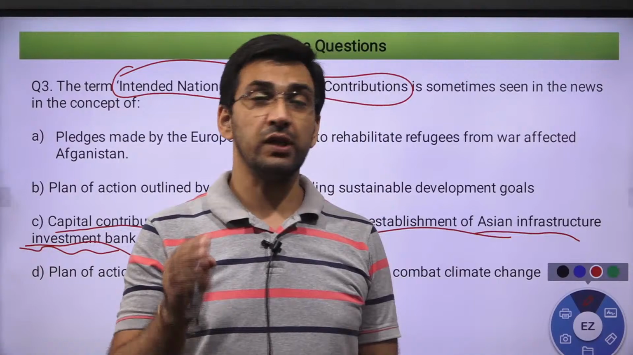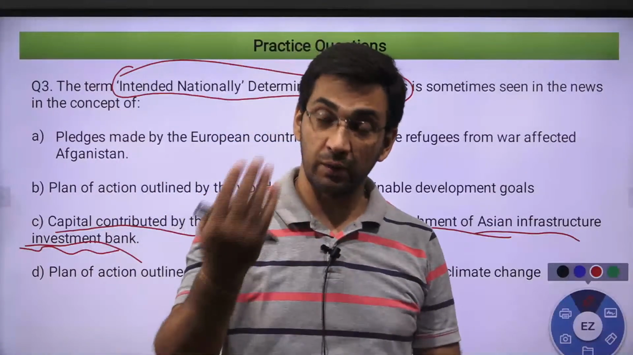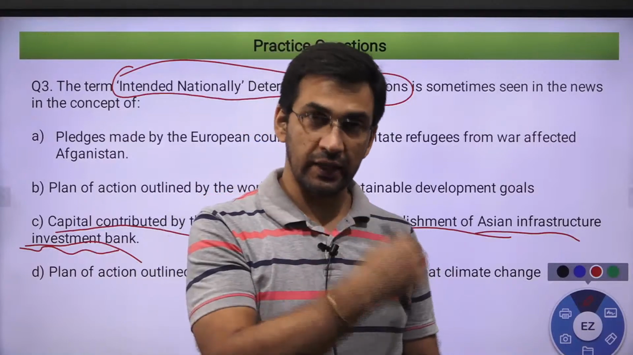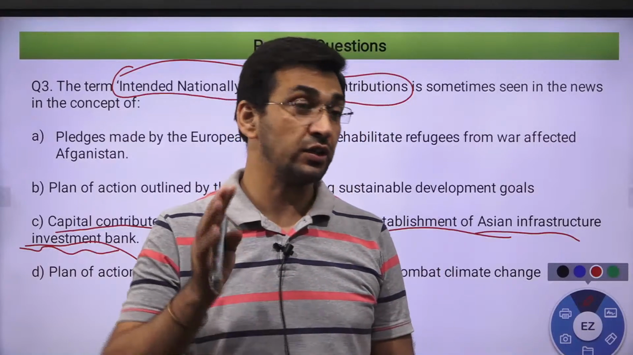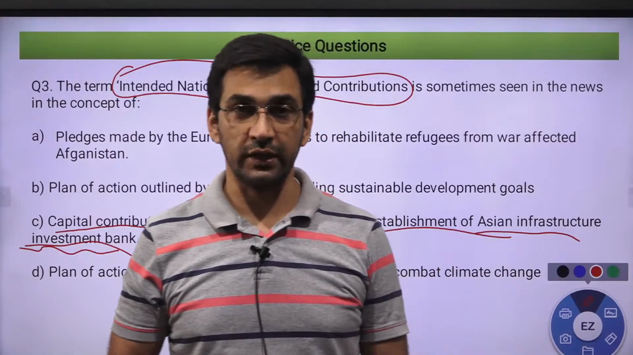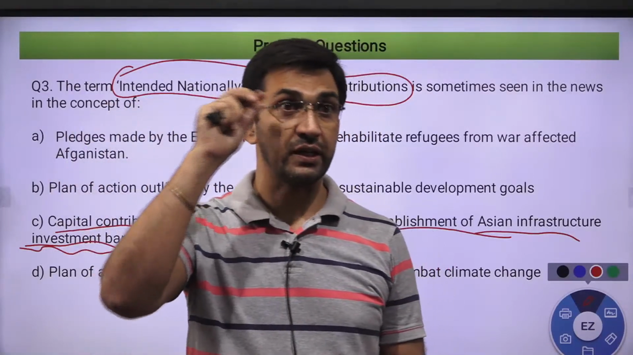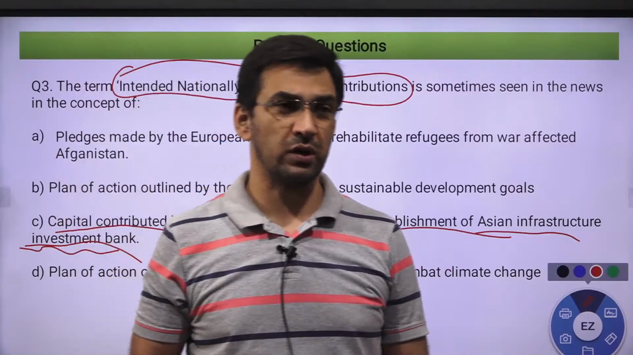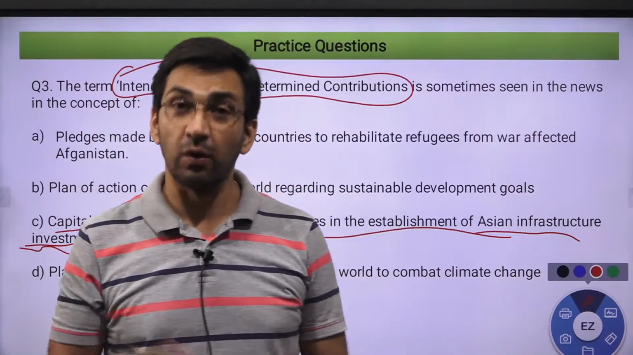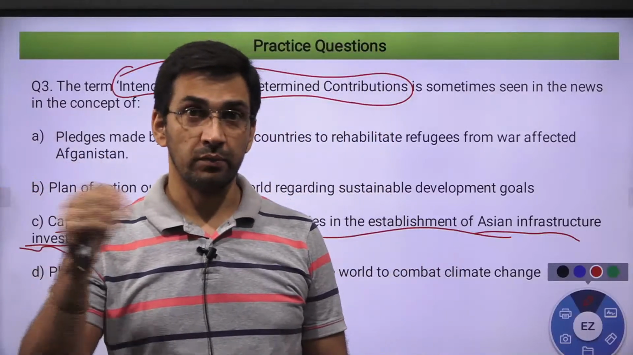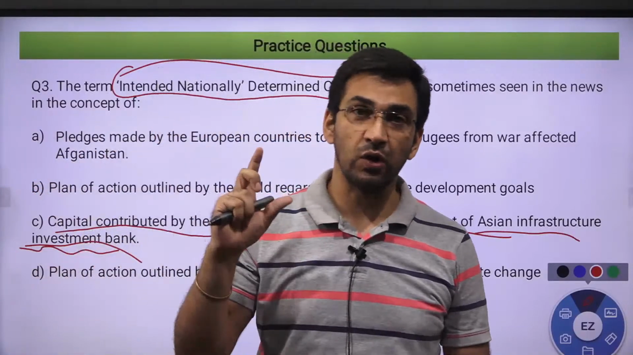India has also given its intended nationally determined contributions. India is giving a lot of push to solar energy. Earlier, in 2010, when we set the target, it was 20 gigawatt only, that we wanted to achieve by 2022, meaning by next year.